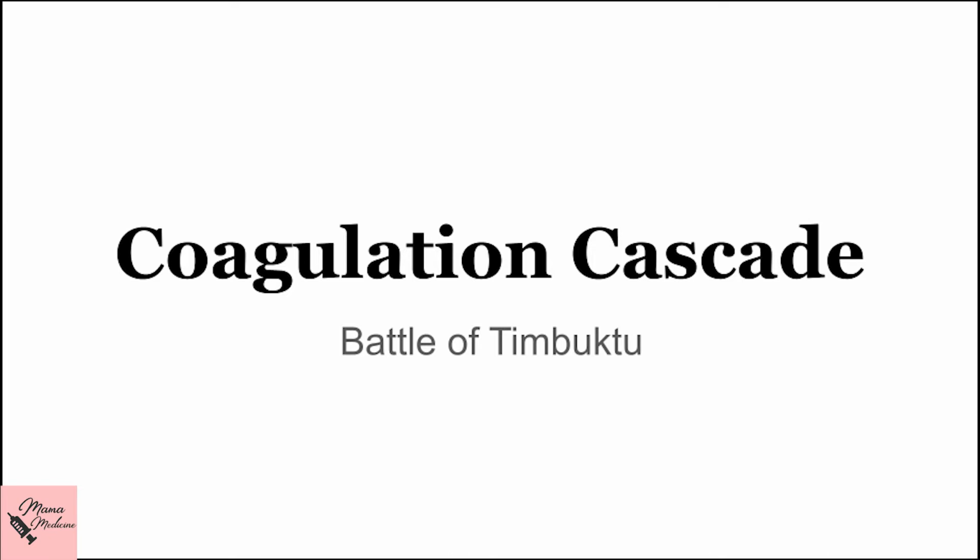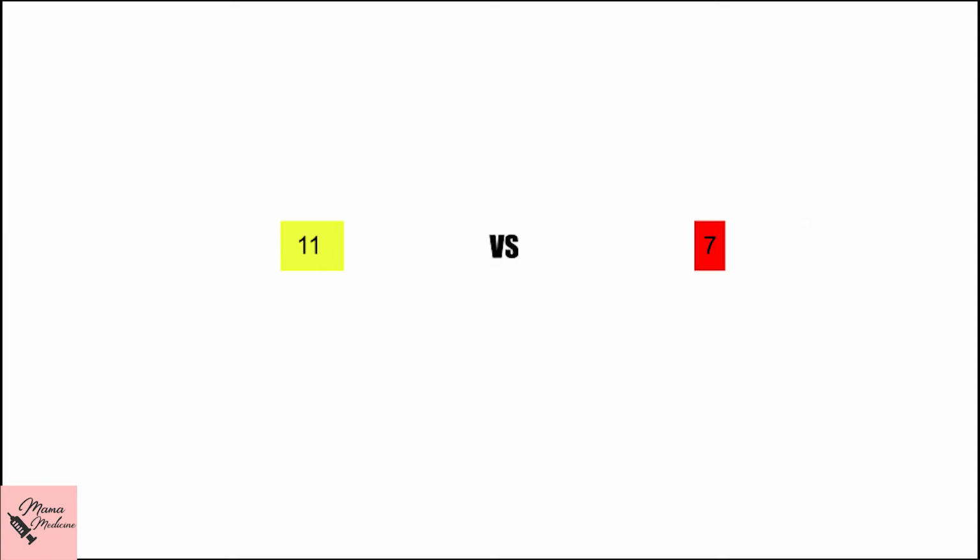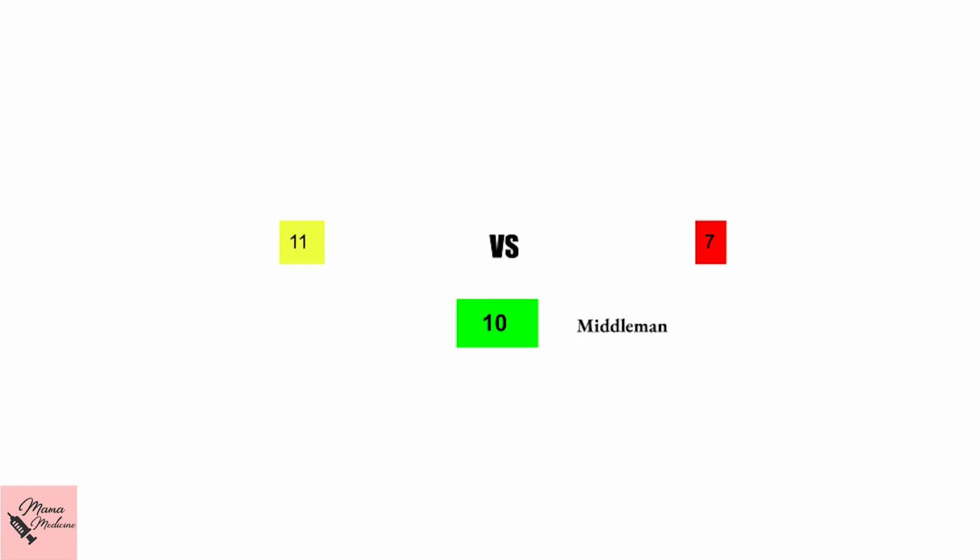So, it actually started with a fight between two soldiers, 11 and 7. There was a fight between 11 versus 7 because they all wanted to get to Timbuktu and to know about him. Timbuktu is actually a person in this scenario. They wanted to know who this Timbuktu is.